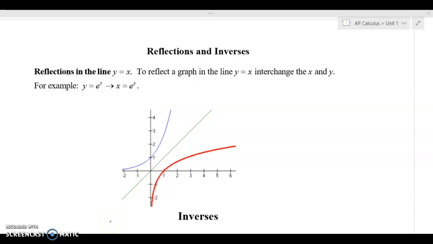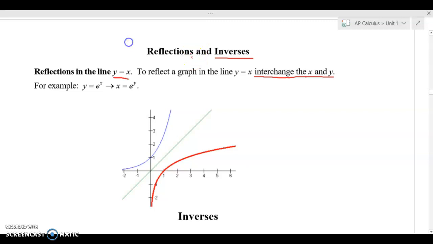Alright guys, so in this video we are going to learn about reflections and inverses. So reflections in the line y equals x. All inverses are a result of reflecting across the line y equals x. Basically all you have to do is interchange the x and the y. If y is equal to x, then if you swap them out and then solve for y, that'll give you the reflected image across the line y equals x.